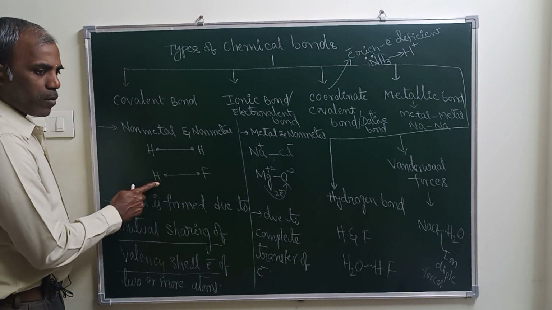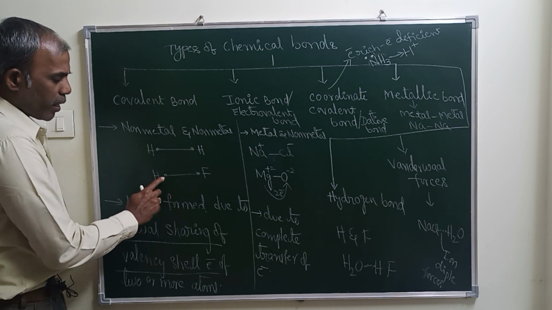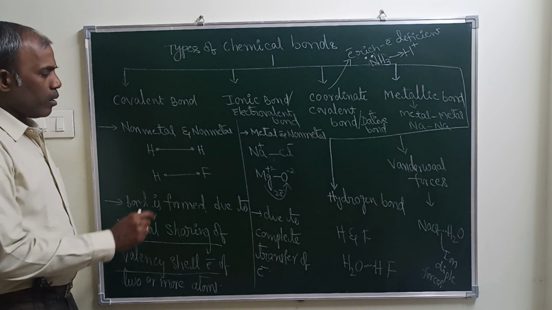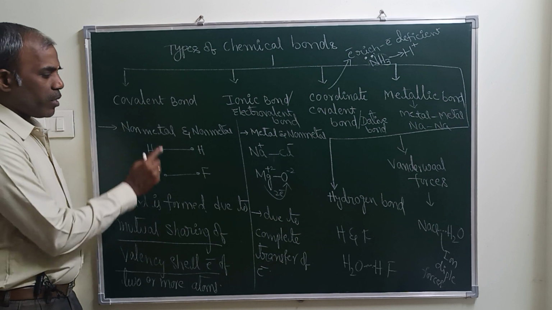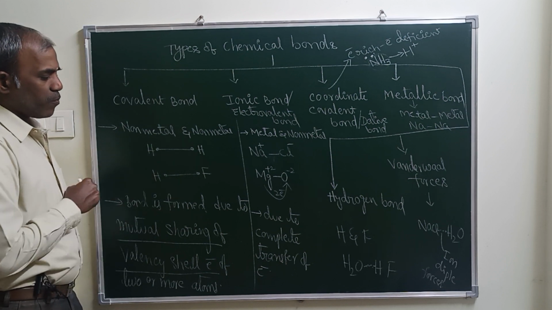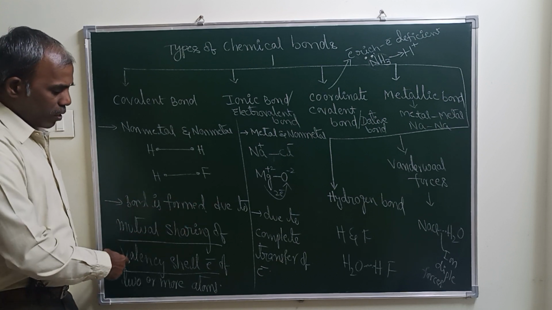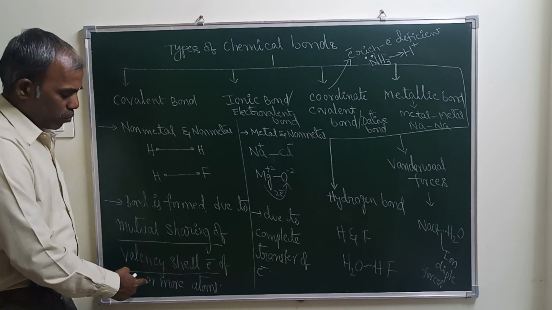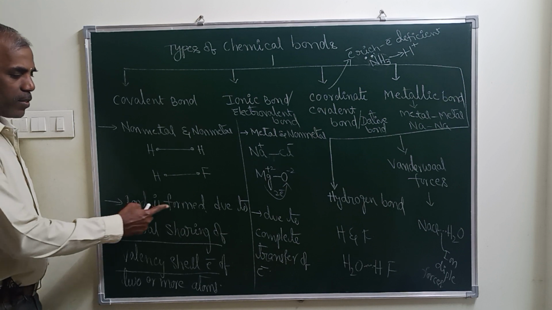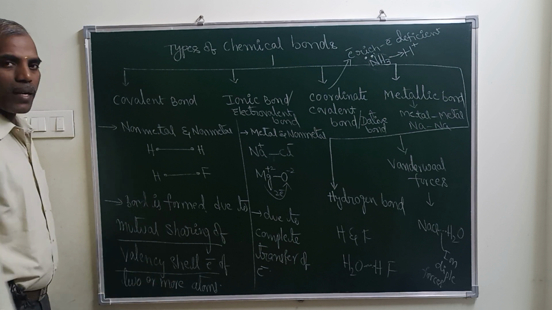Next, hydrogen, one of the non-metals, fluorine, one of the non-metals. The bond between H and F is a covalent bond. So in simple terms, a covalent bond is observed between two or more non-metals. How is that formed? The bond is formed due to mutual sharing of valence shell electrons of two or more atoms. I repeat, the bond is formed due to mutual sharing of valence shell electrons of two or more atoms.